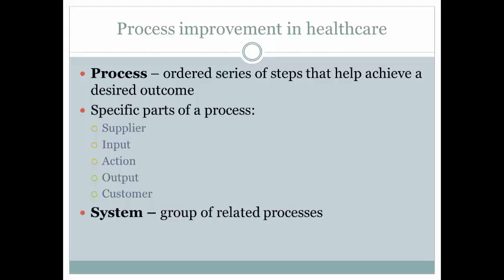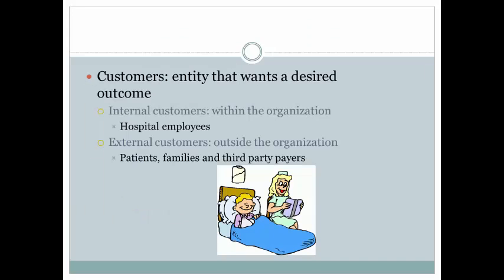A system is a group of related processes. The important thing about process improvement is that our ultimate goal is patient satisfaction. So our customers, our entity that wants a desired outcome, we're trying to keep them happy. There are both internal and external customers. When we talk about process improvement in healthcare, the internal customers are the hospital employees, and the external customers are the patients, their families, and the third-party payers.